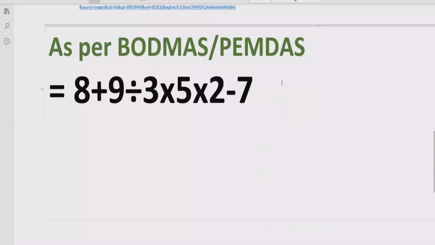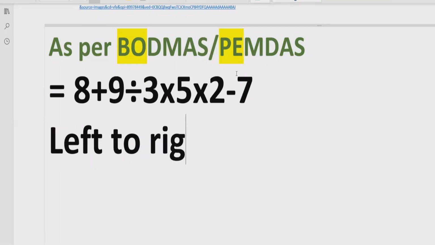According to the BODMAS and PEMDAS rule, we have to solve the bracket first. But in our expression, we do not have any bracket or parenthesis. So we can skip this step in this expression. Now we have to see the exponent or order of the expression. But we do not have any number which has a power. So you can skip that one as well. Now we have to solve the division and multiplication. So what we will do, we will go left to right in this expression and find out which is coming first.